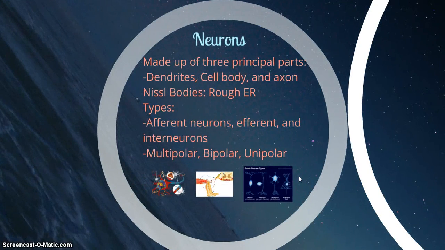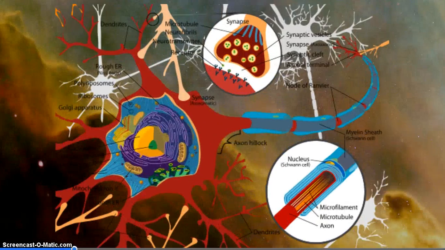So neurons are made up of three principal parts: dendrites, cell body, and axon. The cell body is a principal part, but it also has an organelle. It's basically the rough ER of a neuron. People refer to these as Nissl bodies. Neurons can be classified in two specific ways: either by structure or by their function, and we'll talk about this in a moment.